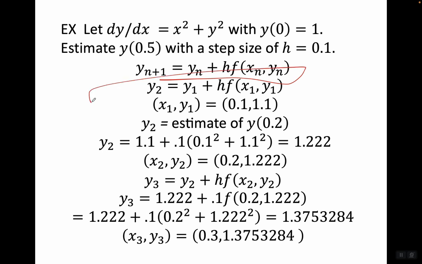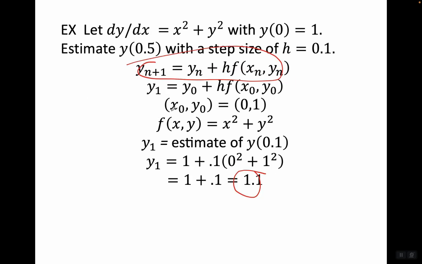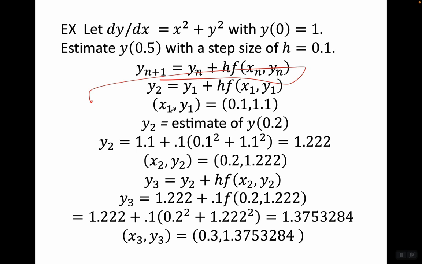Using this formula, we find that y2 equals y1 plus h times f of x1, y1. And x1, y1, we saw that a moment ago. That's just 0.1, 1.1. We gleaned that from the previous example. So y2 is our estimate of y of 0.2. We just plug in n equals 1 into this formula, and we end up with y2 equals y1, in other words 1.1, plus h, that's 0.1, times f of x1, y1, in other words 0.1 squared plus 1.1 squared, which is 1.222. So we end up with x2, y2 equals 0.2, 1.222.